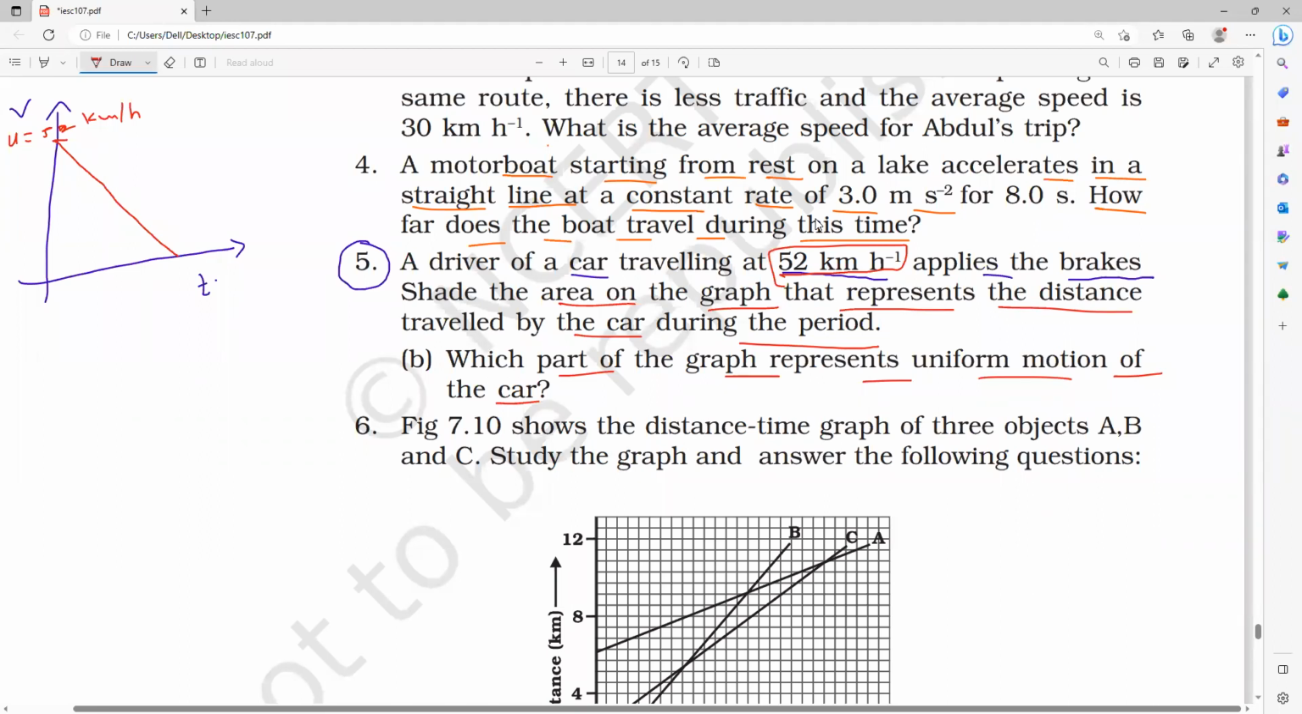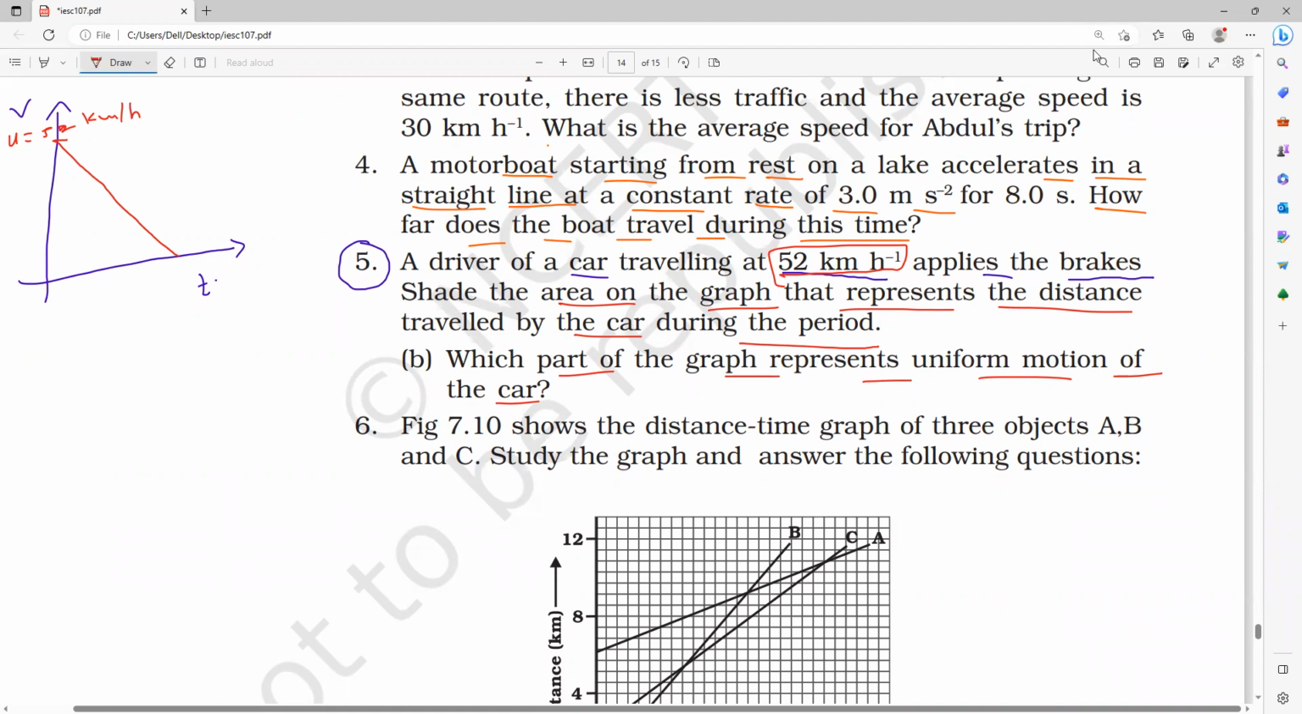Correct? So without time, we cannot make it. Yes or no, guys? The fifth question is very long in the old book. A driver of a car traveling at 52 km per hour applies the brakes and accelerates uniformly in the opposite direction.